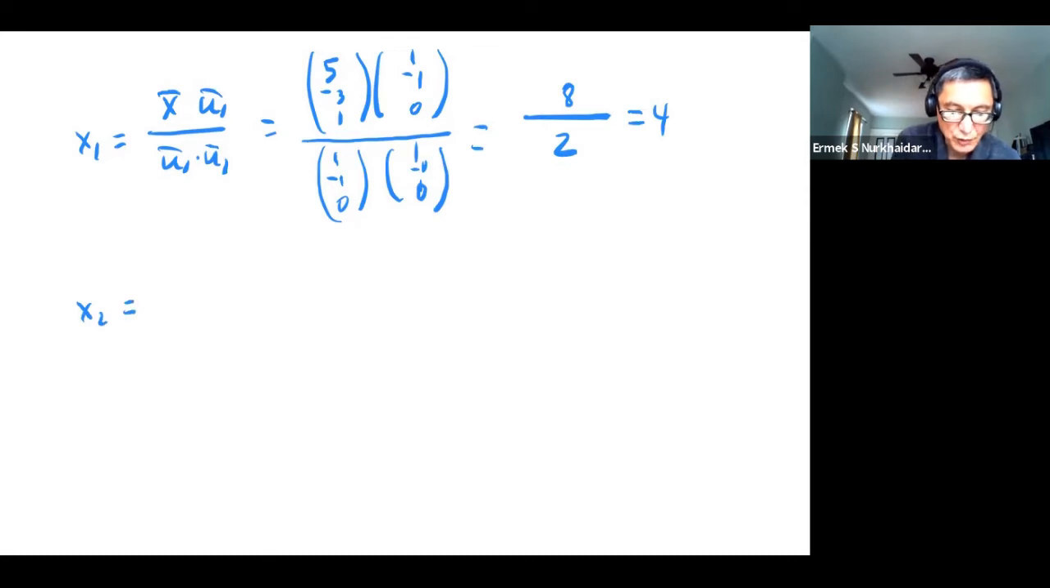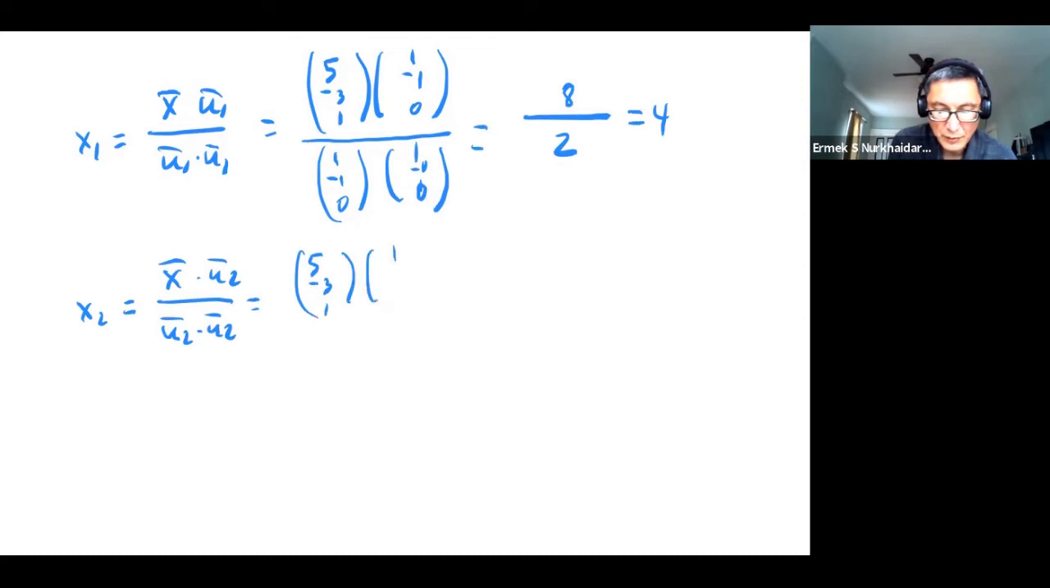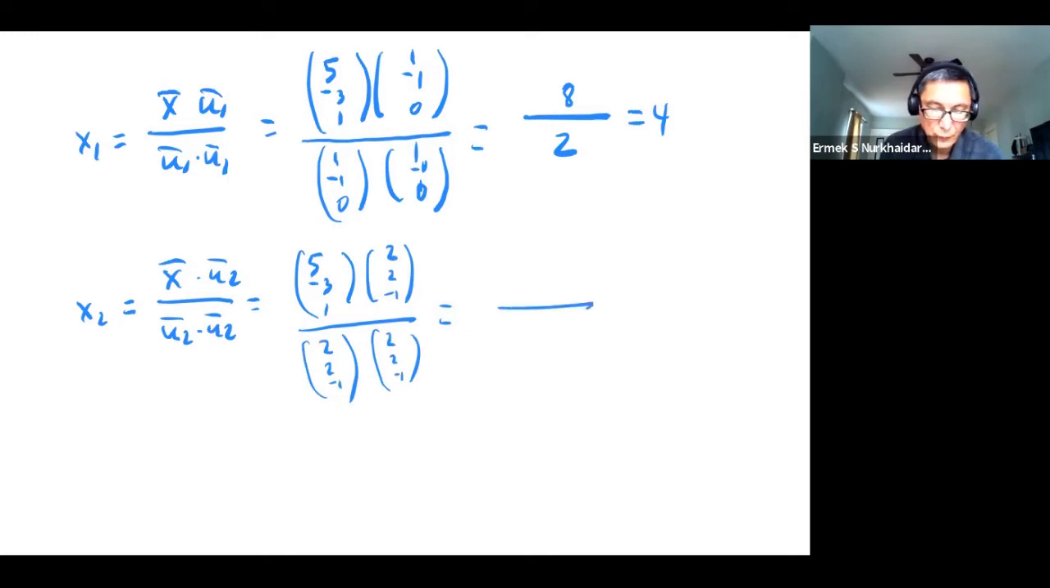x2 in the same fashion is going to be x times u2 divided by u2 times u2. 5, minus 3, 1 times 2, 2, minus 1. So 4 plus 4 plus 1 is 9. On top, 10 minus 6 minus 1 is 3. So we're going to get 1/3.